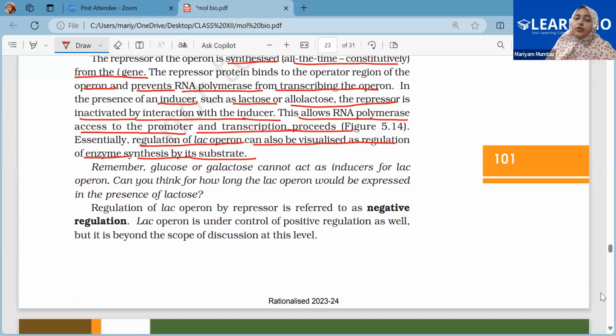Remember, glucose or galactose cannot act as inducers for the lac operon because it is the lactose operon, and it runs because of lactose, which is the disaccharide. Now, the regulation of lac operon by repressor is referred to as negative regulation. Why? Because the inducer is actually binding with the repressor to get it inactivated. Lac operon is under control of positive regulation as well, but it is beyond the scope of discussion.